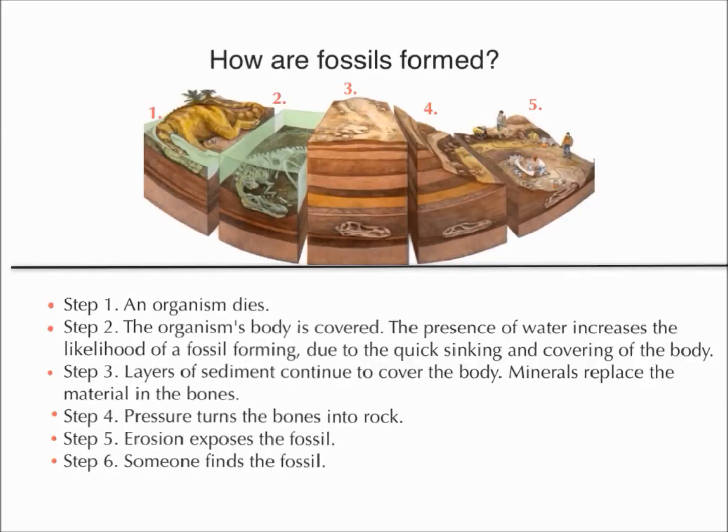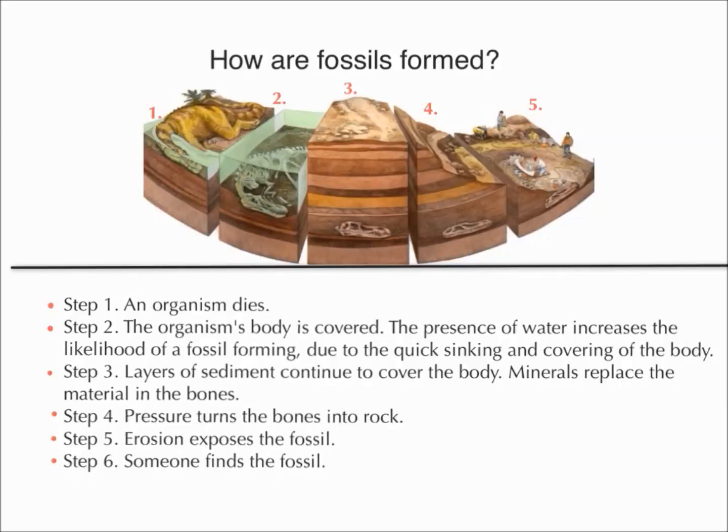How are fossils formed? Well, step 1, an organism dies. Step 2, the organism's body is covered. The presence of water increases the likelihood of a fossil forming due to the quick sinking and covering of the body. Step 3, which you can see in the middle of the image, is that layers of sediment continue to cover the body. Minerals replace the material in the bones.